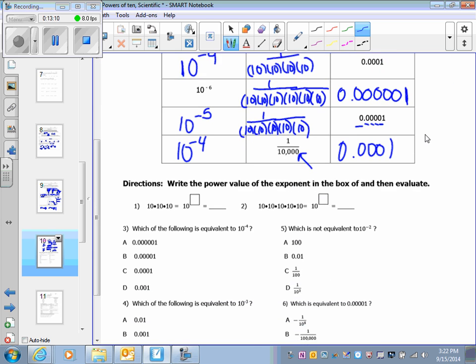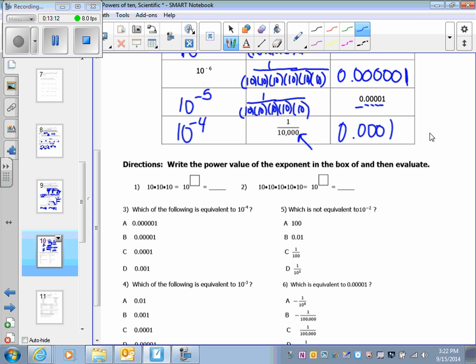All right, so the next part says write the power value of the exponent in the box and then evaluate. So since there are 3 tens here and it's 10 times 10 times 10, this is a positive exponent, which means that this value is very large. In fact, this value is 1,000. There are 5 tens here, so 10 to the 5th power means I'm going to add 5 zeros. And again, since this is a positive exponent, this value is very large. So this value is 100,000. 1, 2, 3, 4, 5 zeros.